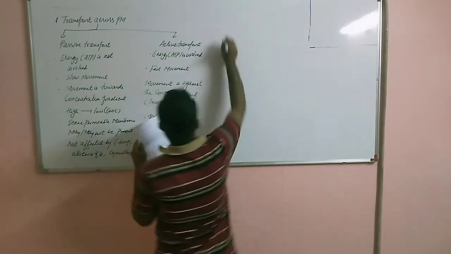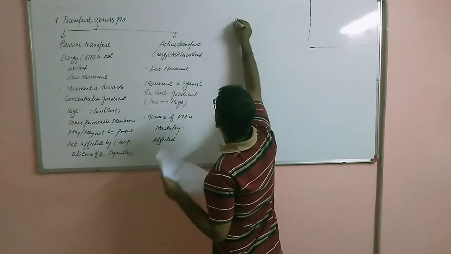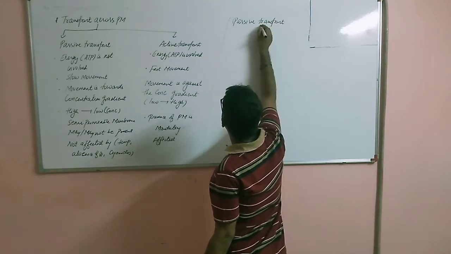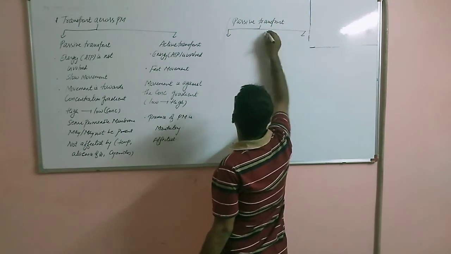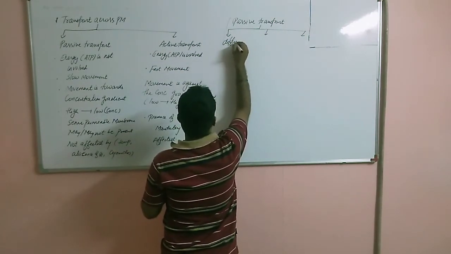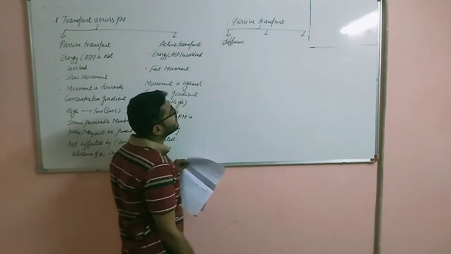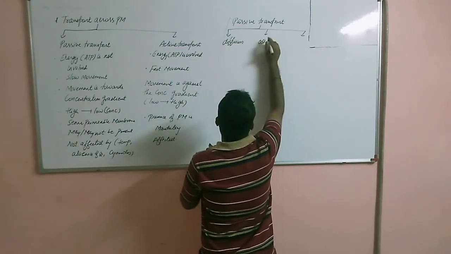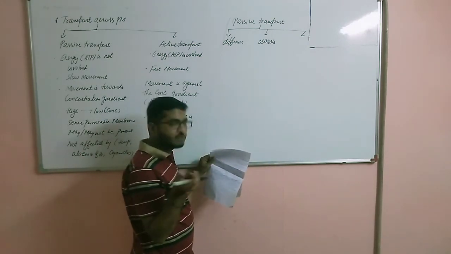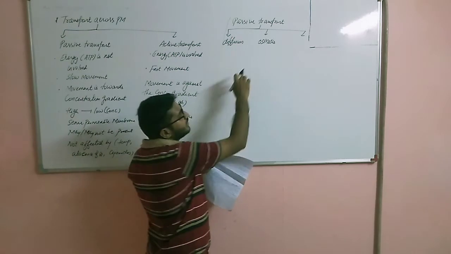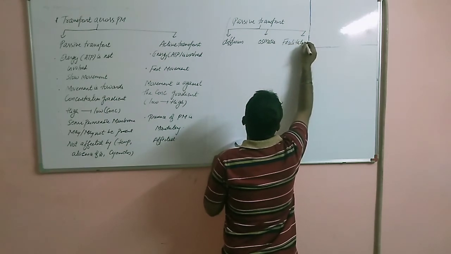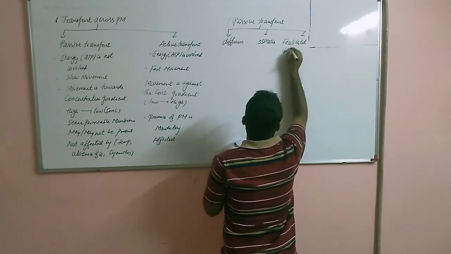Now, passive transport is again subdivided into three types. That is the normal diffusion of solids, liquids and gases. If a semi-permeable membrane is involved and the molecule moving is water, or basically water only, then we call it osmosis. And the third one is facilitated diffusion.